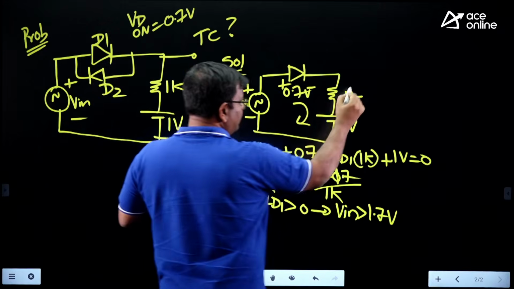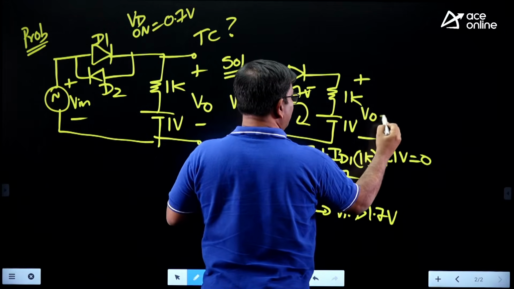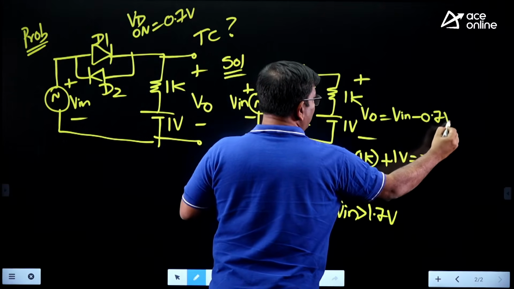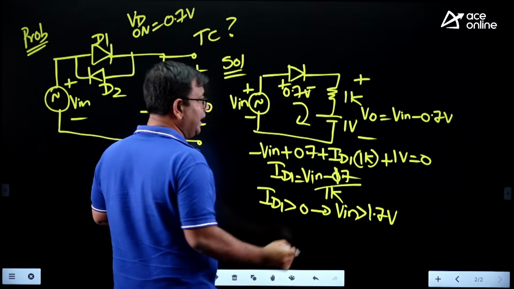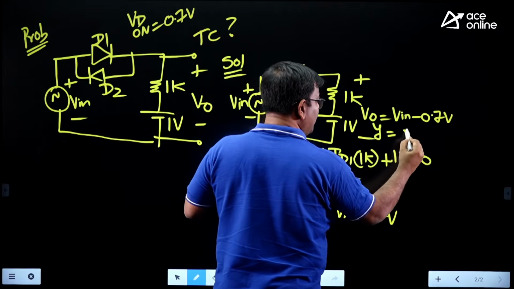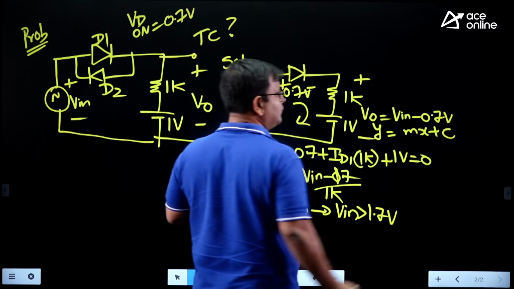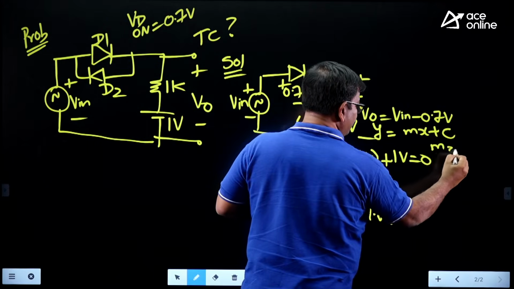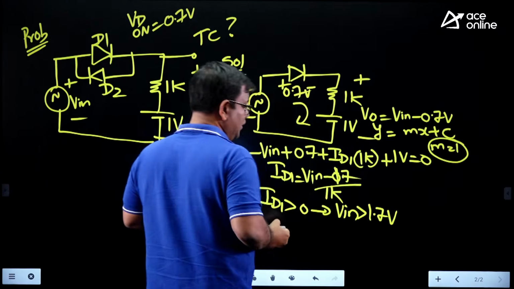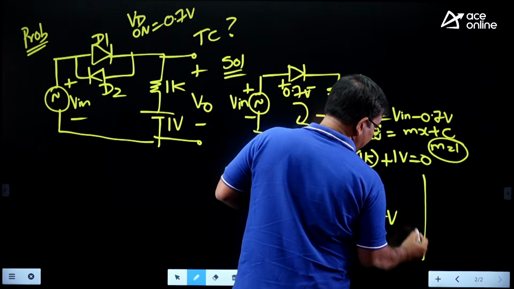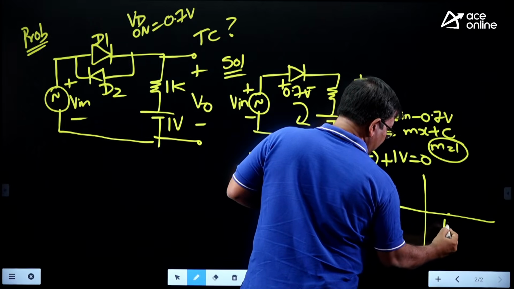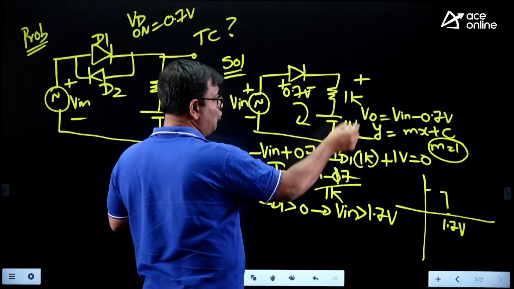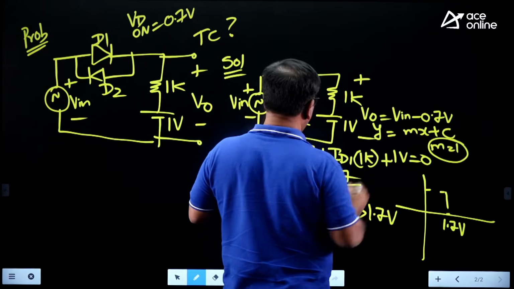And what is V0 here? Your V0 is going to be Vin minus 0.7. So how will you draw the transfer characteristics? It is of the form y equal to mx plus c. What is the slope m? The slope m is going to be 1. So when you draw the transfer characteristics, above 1.7 volts, the slope is going to be 1.